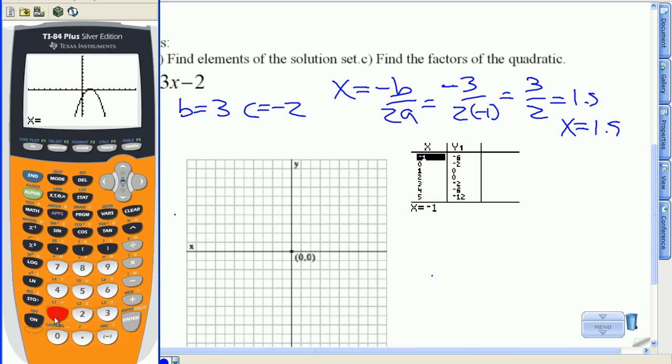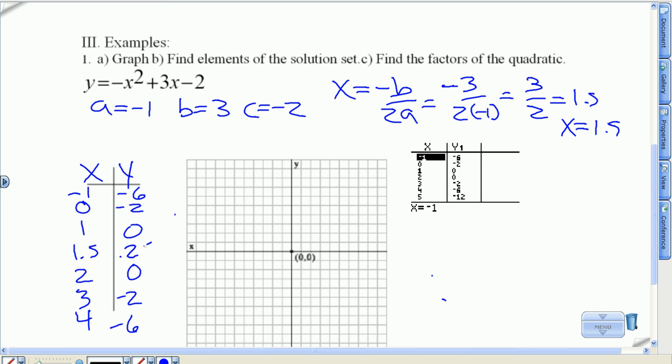what y is when x is 1.5. When x is 1.5, y is 0.25. That's 1/4, but 0.25 will suffice. Now I go to my graph.